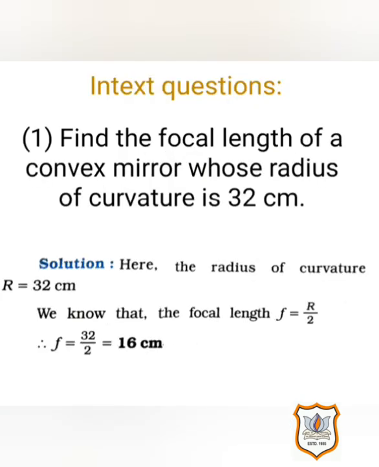Next, in-text numerical questions. Find the focal length of a convex mirror whose radius of curvature is 32 centimeter. We know that there is a relation between focal length and radius of curvature. Focal length is half of the radius, so it is very easy to solve. The radius of curvature is given 32 centimeter. So we'll write f is equal to r upon 2. Hence 32 upon 2, and 16 centimeter will be the focal length of convex mirror, which is always positive. As the image is obtained behind the mirror, that is on the positive side of the pole in the Cartesian system, the answer is positive.